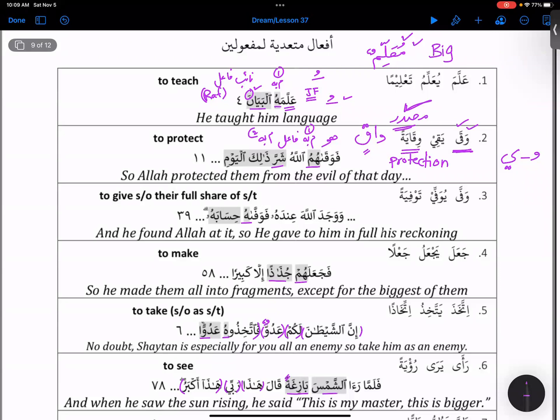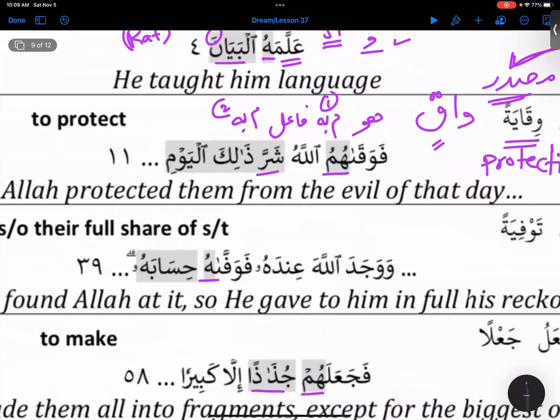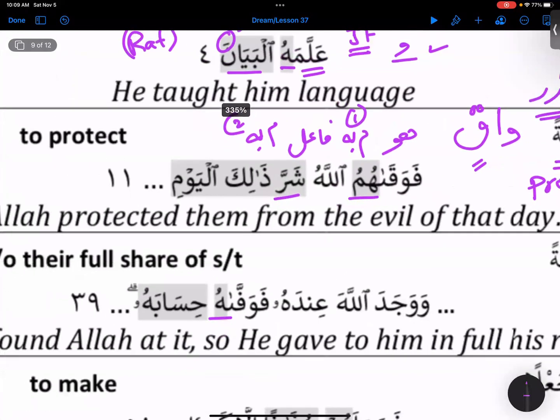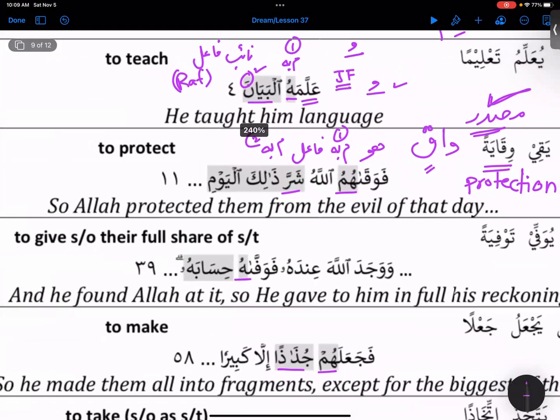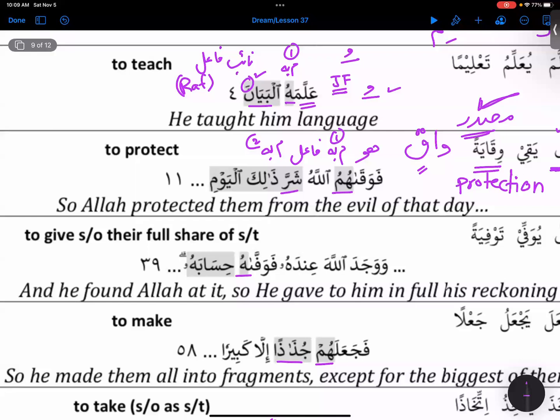No, dhalika is musharun ilayhi. But are sharra and dhalika related? Yes, because it's mansoob, it becomes an idafa. Sharra dhalika, so mudaf ilayhi. Exactly, because why am I saying that they are related, Humaira? What makes me think that they might be related? Light. Because sharra is light, because it's idafa. Light. Yes.